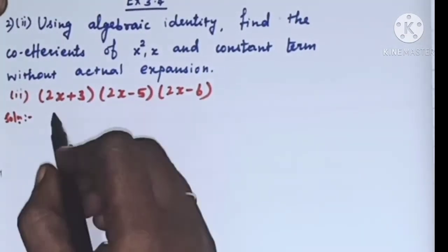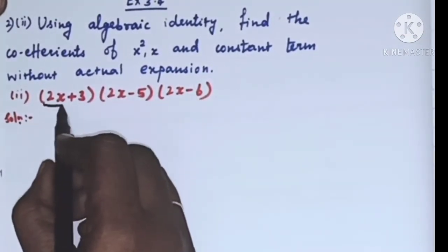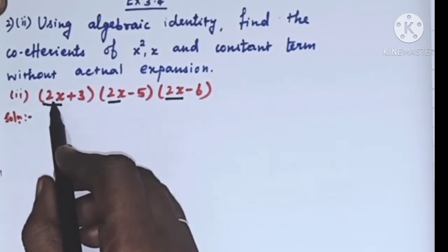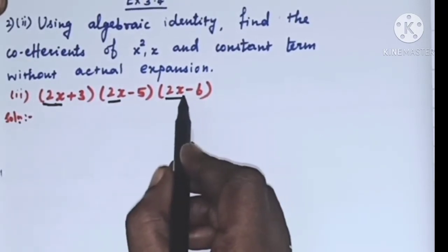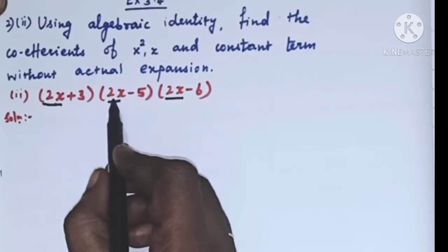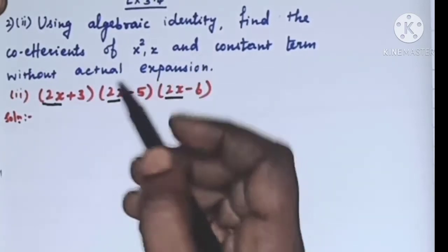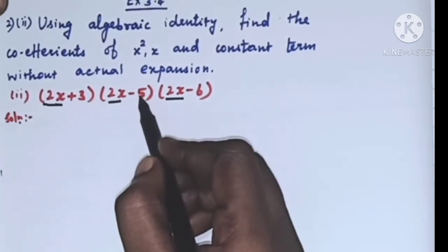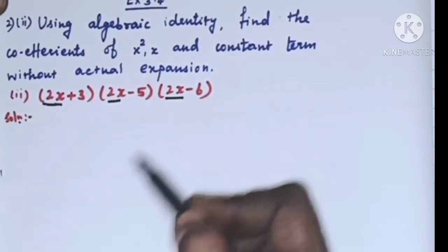Here also obviously the first term is same in all the expressions. The first term is here 2x, 2x, 2x. So the first term is same in all the expressions and the second term is different. Here we have 3 and here minus 5 and here minus 6.